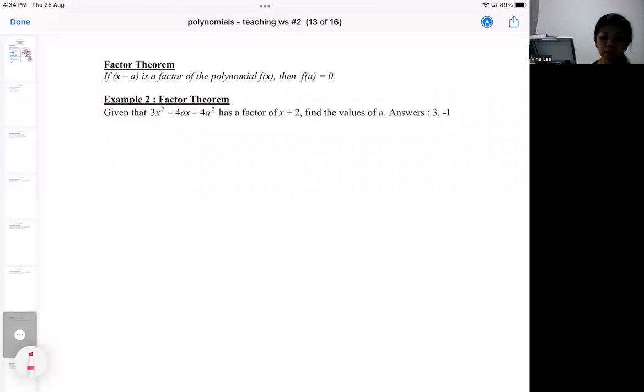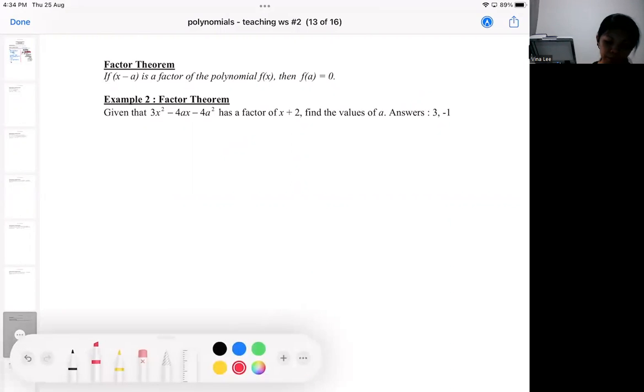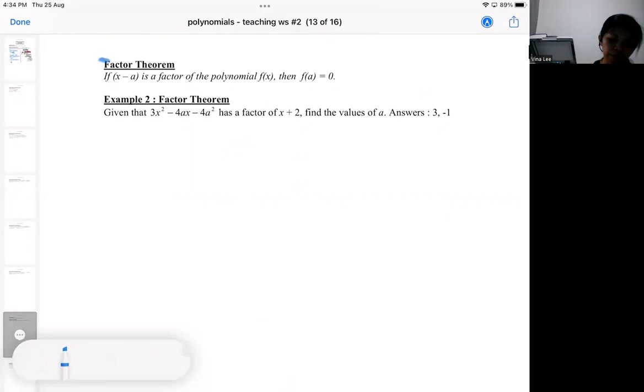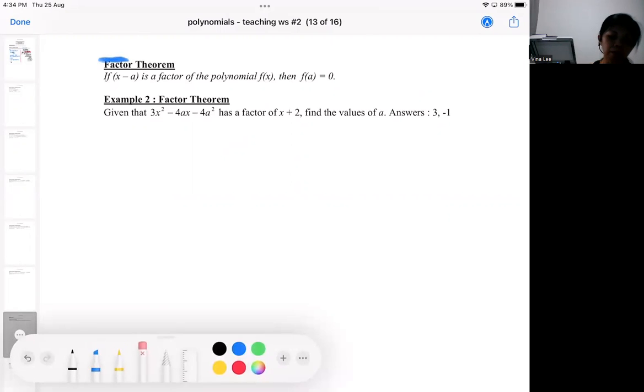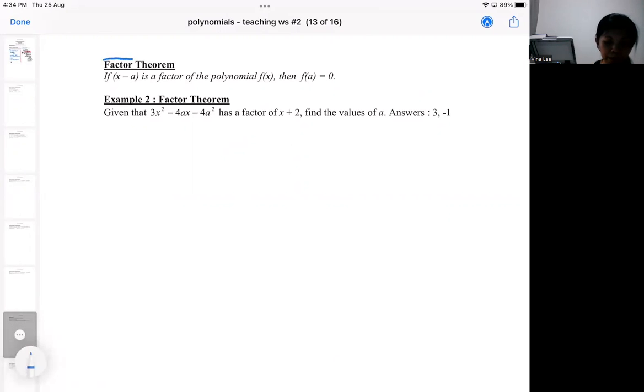So for this one is factor theorem. Actually, factor theorem doesn't have any difference with the remainder theorem. The only difference is you are getting a remainder 0. So in the remainder theorem, your remainder will be any number other than 0.